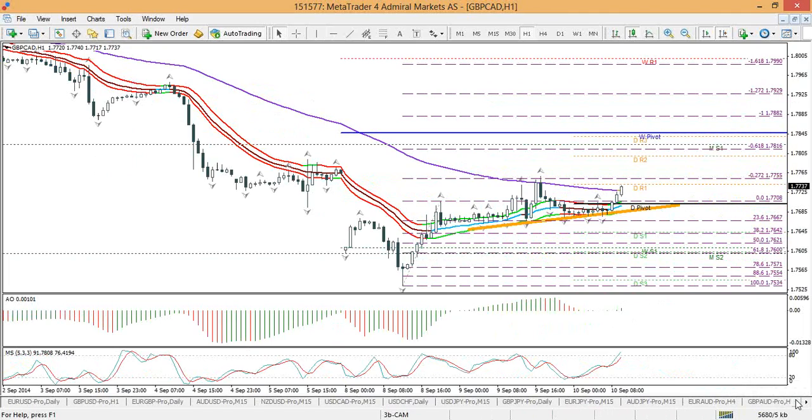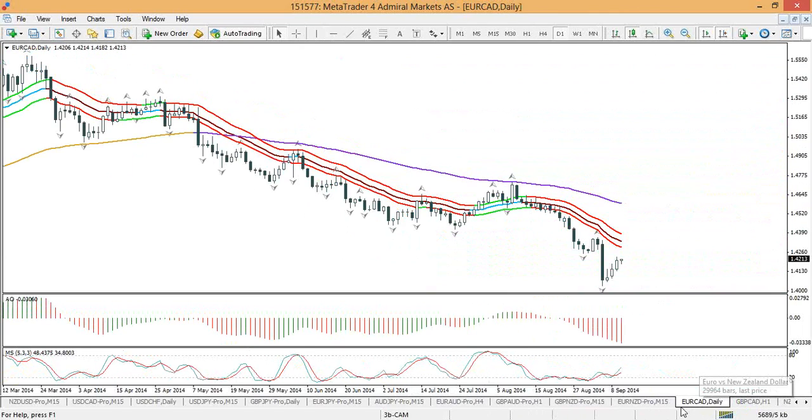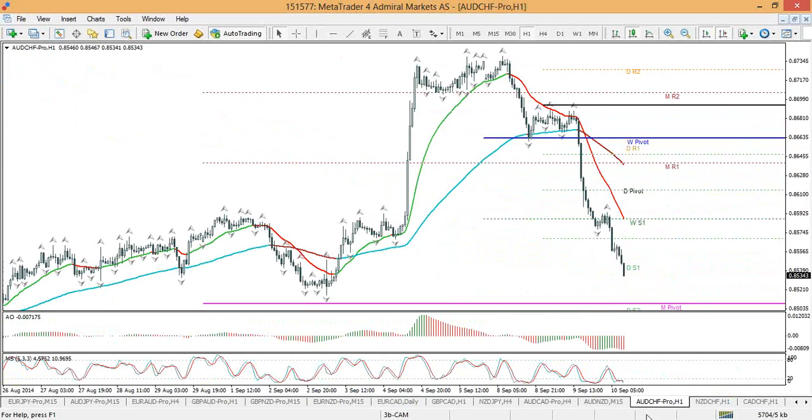Alrighty. Let me see. Which pairs are we interested in? Let me take a look. EuroCAD. EuroCAD is very similar to the pound CAD, so I don't think it really makes sense to review that one. I think we more or less covered quite a lot of ground pretty fast today. Does anyone have a particular pair in mind or any questions you want to look at?